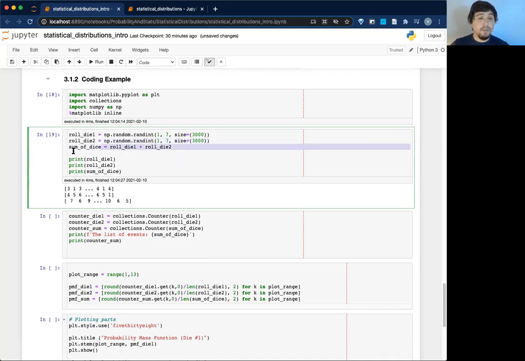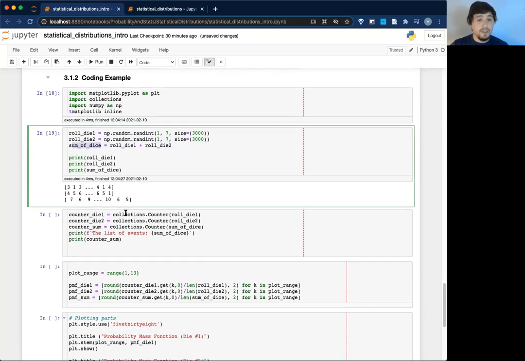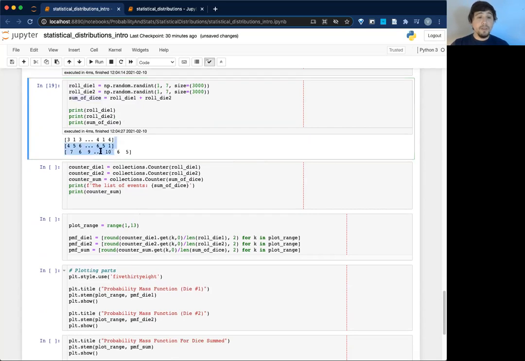But the sum of dice will definitely have some structure. If you've ever played any board game, you know snake eyes is not as common as 7. So that's what we'll see here. What we want to do is take these values and the sum of dice and count how often these values occur.